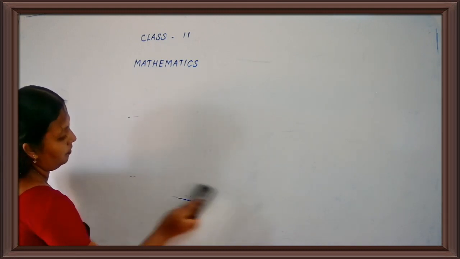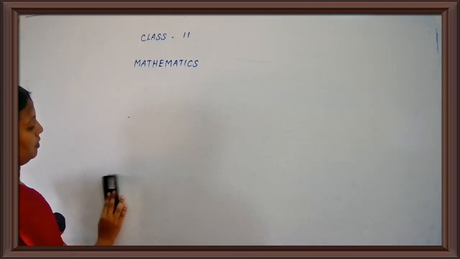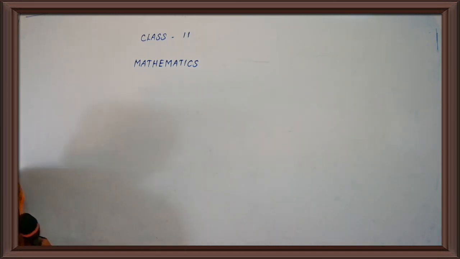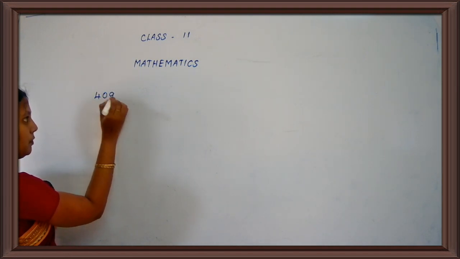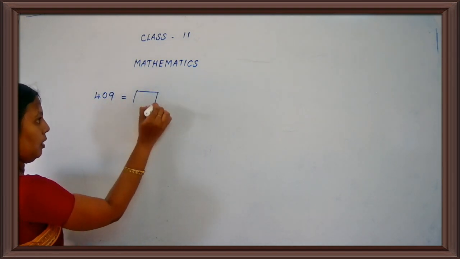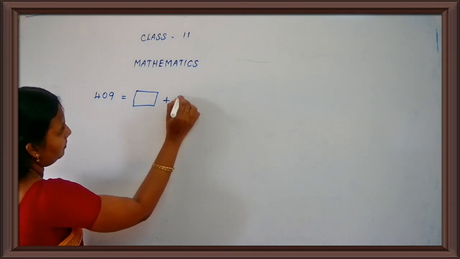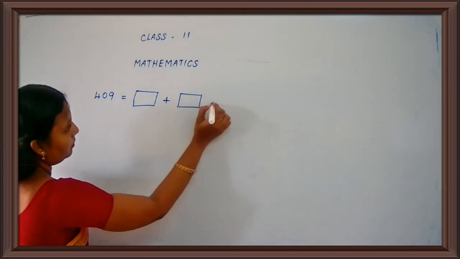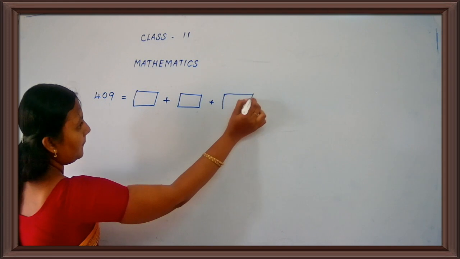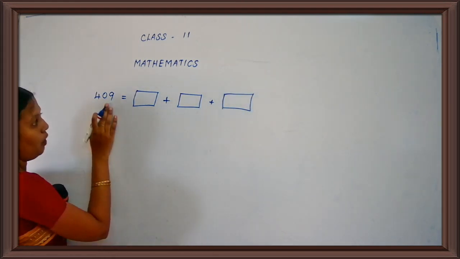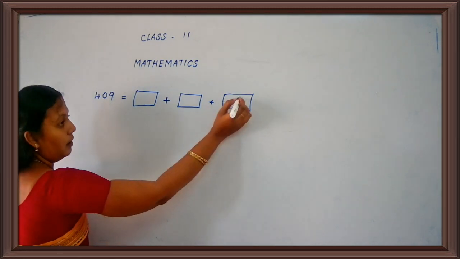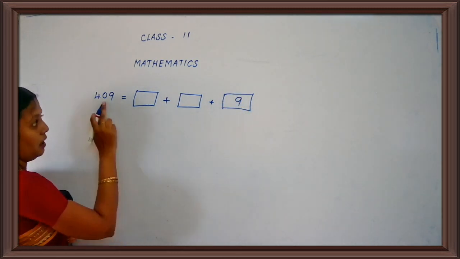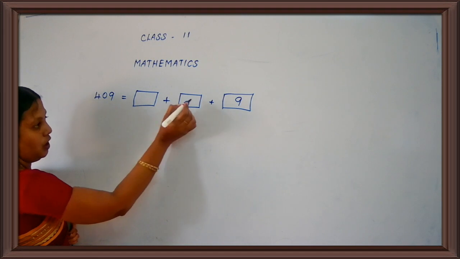How many ones is there? 6. Then how many tens is there? 2 tens. Okay. How many tens? 2 tens. Then how many hundreds is there? 800. Okay. How many hundred? 800. See the next one. The last one.